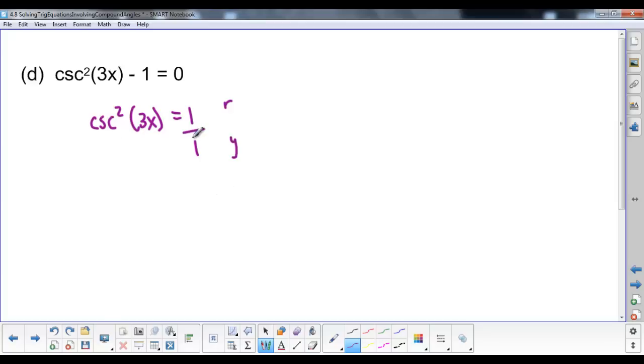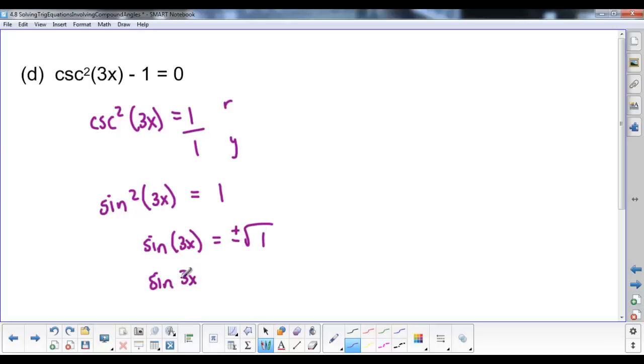So if cosecant is equal to r over y, then its reciprocal sine squared would be equal to y over r. And since y is 1 and r is 1, sine squared of 3x is equal to 1. Now what you want to do is square root both sides, because you don't want to work with sine squared, you just want sine. So sine of 3x is equal to plus or minus the square root, so sine of 3x is equal to plus or minus 1.